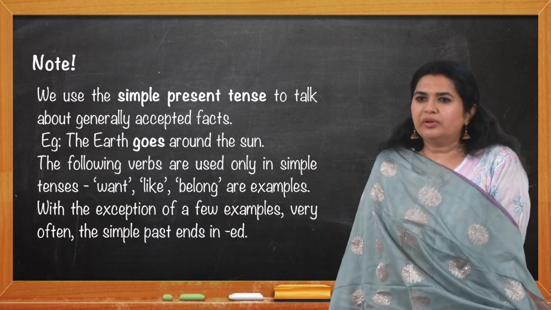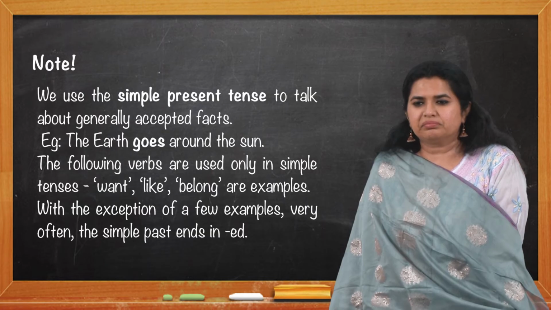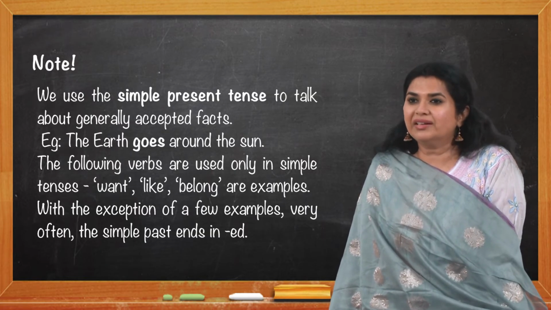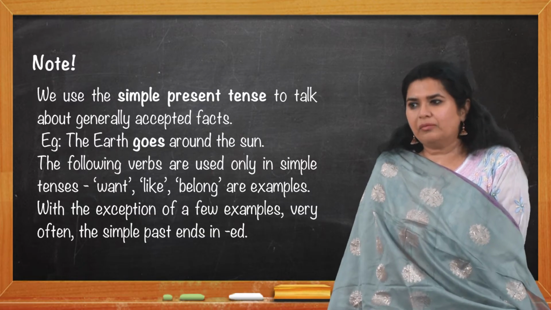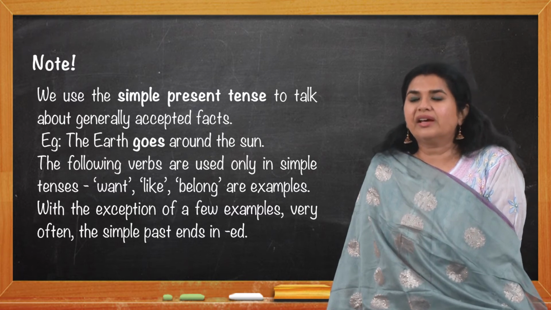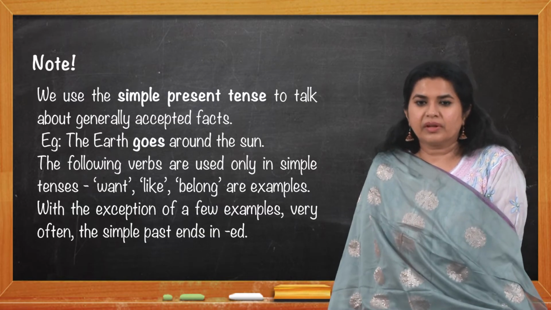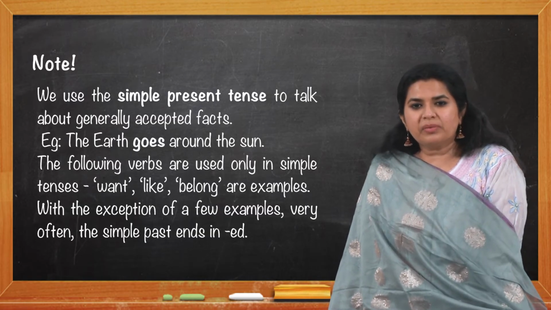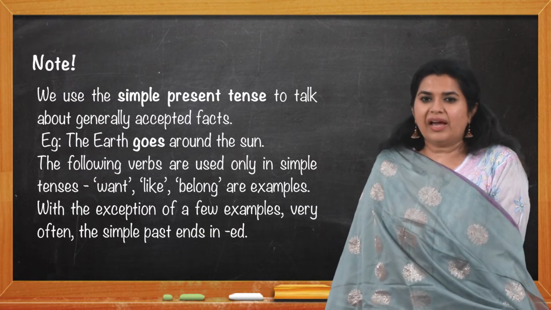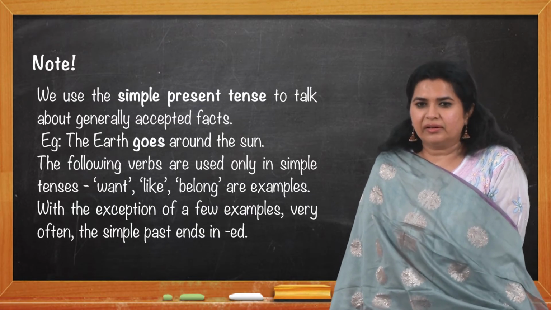I saw a beautiful piece of jewel and I wanted it, but I can't say I was wanting it or I am wanting it. It is a completely inaccurate usage of the verb. With the exception of a few examples, very often the simple past ends in ed: liked, wanted, belonged. Okay, so, ending in ed.